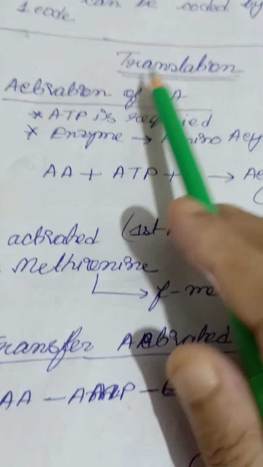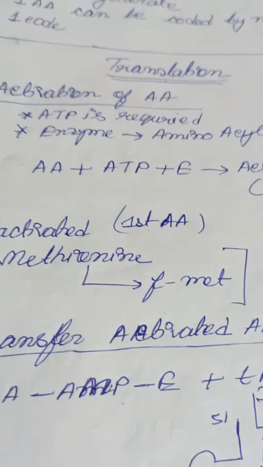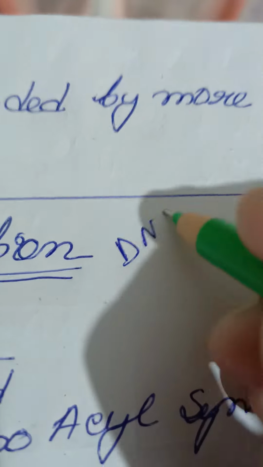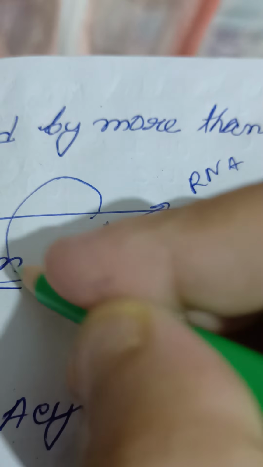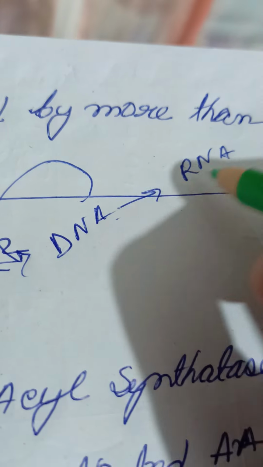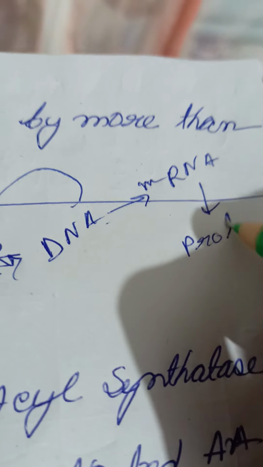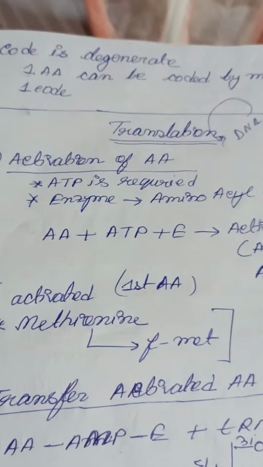The next process is translation. After transcription, we know the translation. Translation means from mRNA, the protein will now be synthesized. We know the central dogma. First, DNA to DNA, that is called replication. From DNA to mRNA, that is called transcription. From mRNA, protein will be synthesized, and this process is called translation. That is what we will learn now.